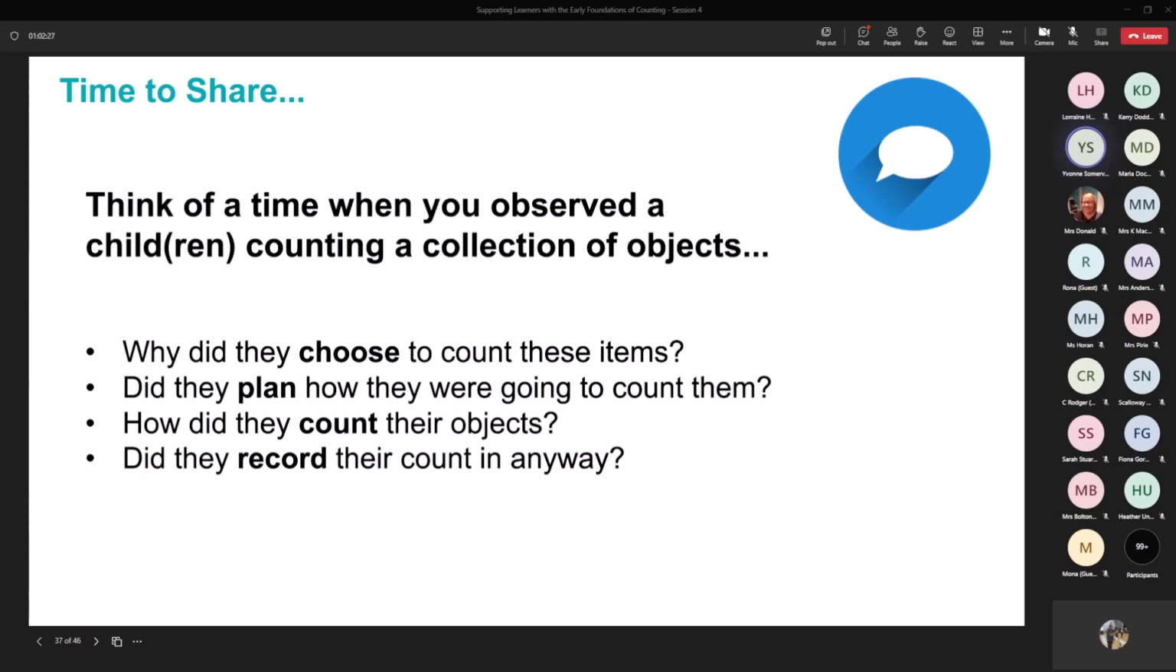We'd like you to think of a time where counting has worked well in your setting, and share that in the chat. Share some details around what sparked their interest in counting, and whether they were supported in any way in terms of planning or recording it. We will hopefully be able to copy and paste some of these ideas over into the Padlet as well. We'll pause for a moment and give you time to have a think.